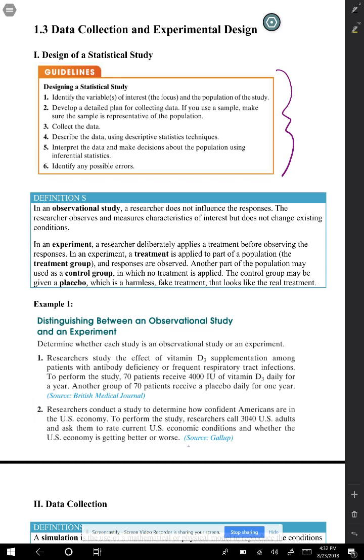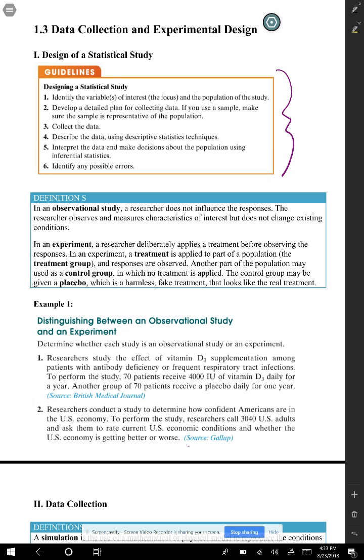And within that, the group that receives the treatment is called the treatment group. And then you sometimes will use another group that doesn't receive any treatment, and that's called the control group. The control group may be given a placebo, which is a treatment that's fake but looks like the actual treatment. And we'll talk more about that later on in this lesson when we talk about the placebo effect and everything.